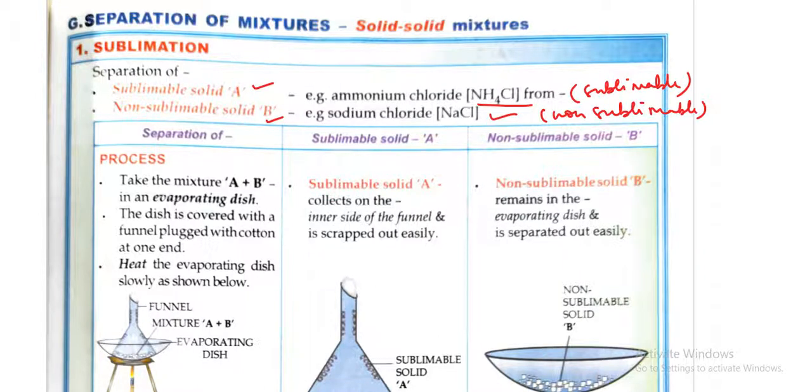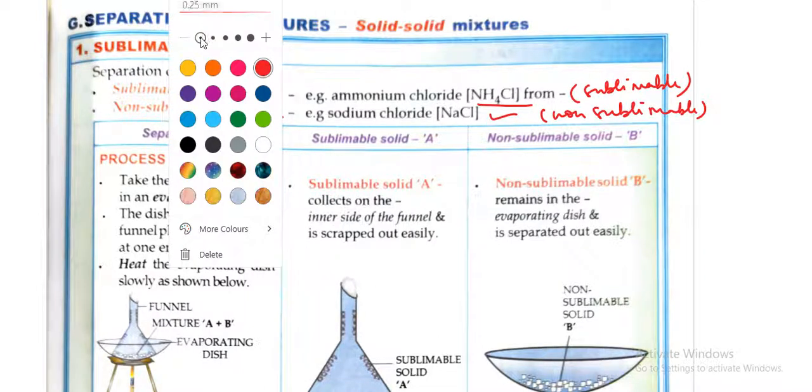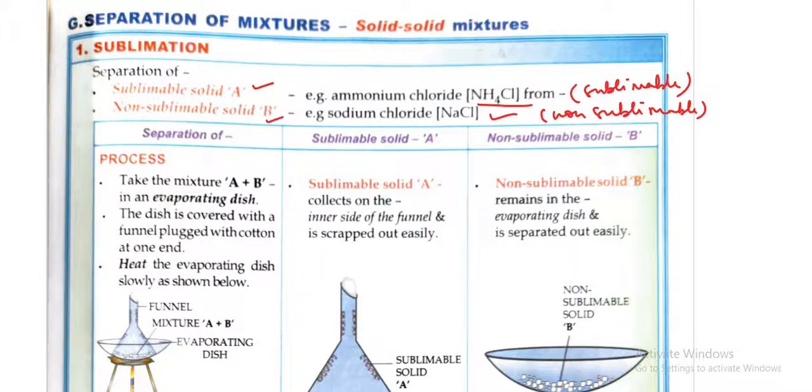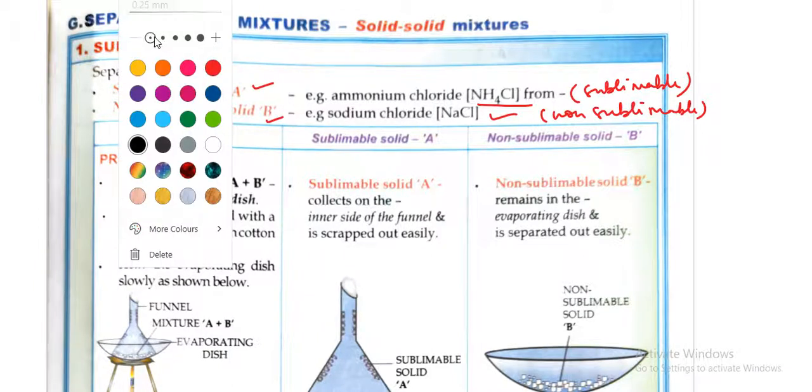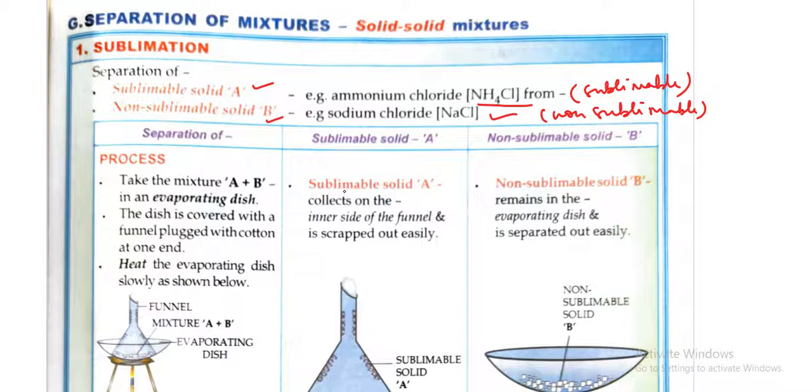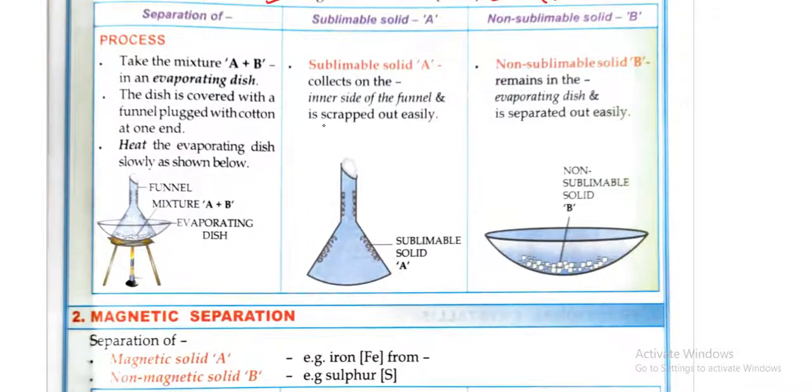Next we will see how to do it. Let us understand the process in detail. First, A and B will be taken in an evaporating dish. This one is the evaporating dish. We will take the mixture in this and cover it with a funnel, and here we will put some cotton, so that nothing will escape from it. Now we will heat it, and after some time we will cool it.